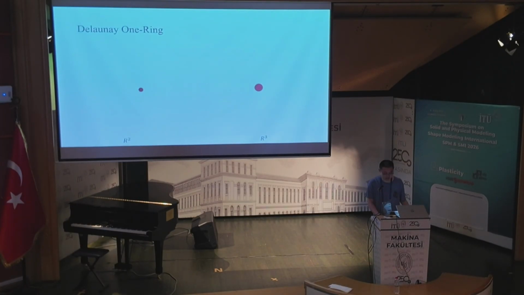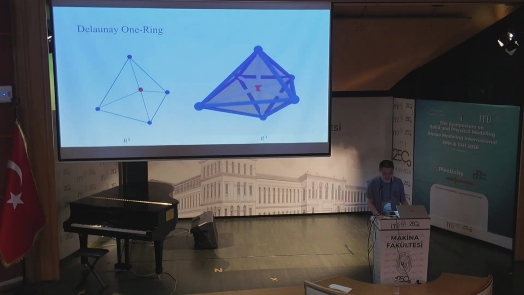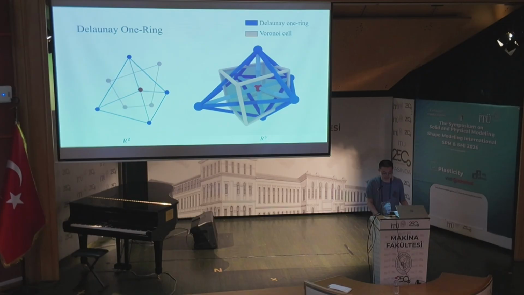A natural local structure for this point-wise strategy is the Delaunay star. For each point, we can construct its Delaunay star, and by taking the union of all stars, we recover the full Delaunay triangulation. Equivalently, this process can be done in the dual space, that is, the Voronoi cell of each point.